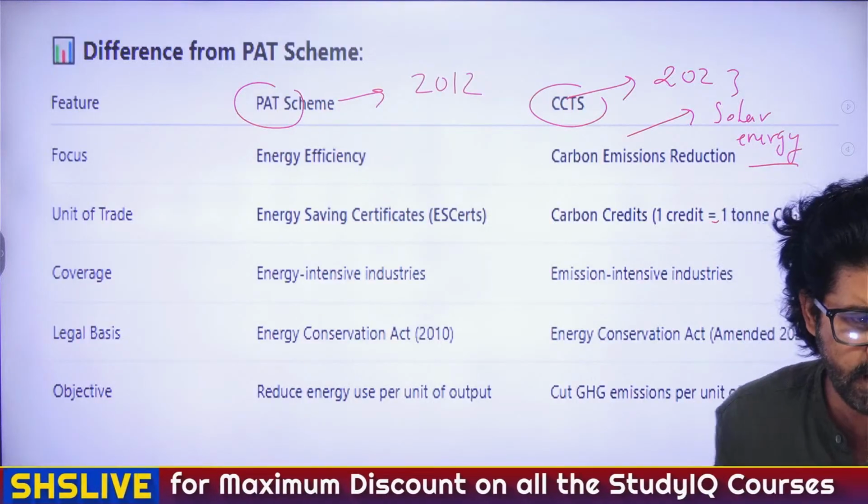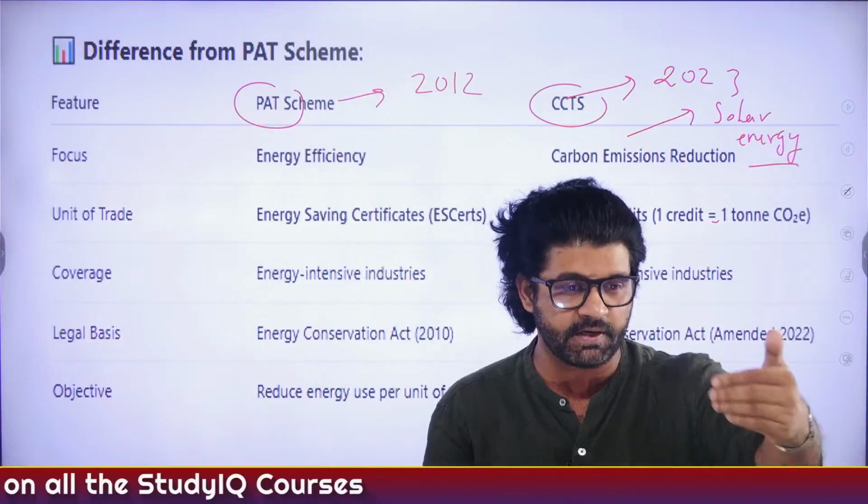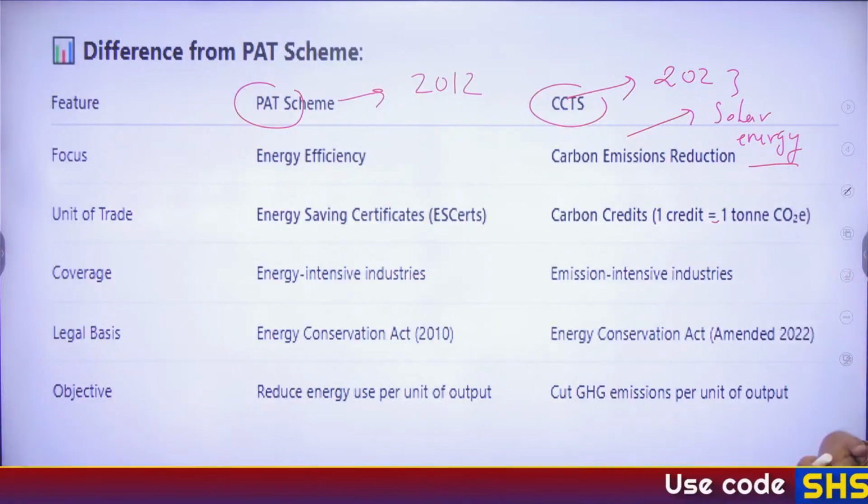If they achieve 240, they won't get any certificate. No, they won't get any certificate. That was the target. They achieved that. They won't get any certificate. If they go beyond that, they will get a certificate. So that is the basic premise.